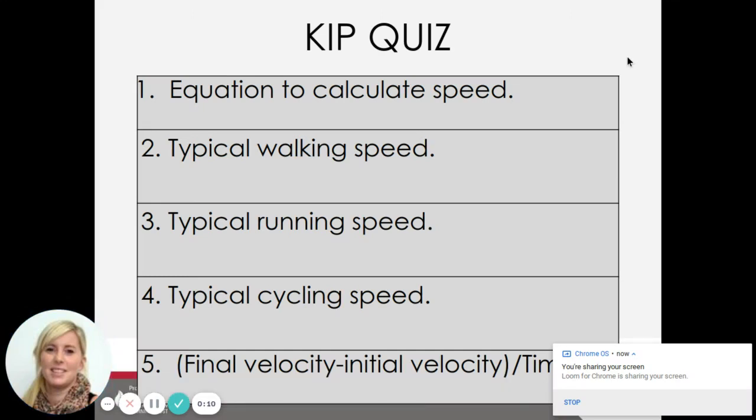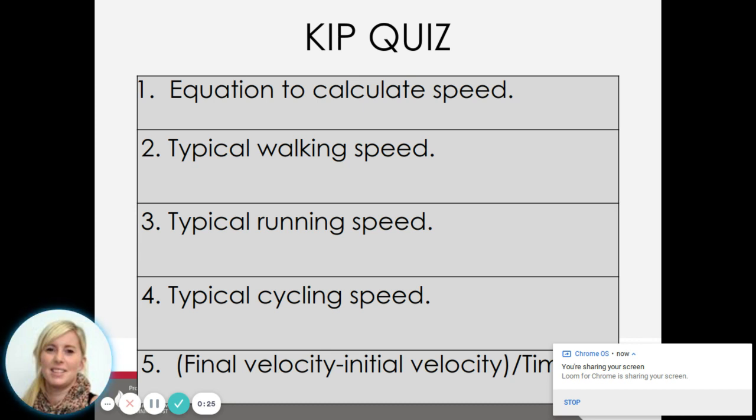So we'll start with our kit quiz and you'll need your mini whiteboard. Later on in the lesson you'll need your calculator as well because we've got some equations to apply today. But let's start with our mini whiteboard, so 1 to 5 on that mini whiteboard. And then just matching up.